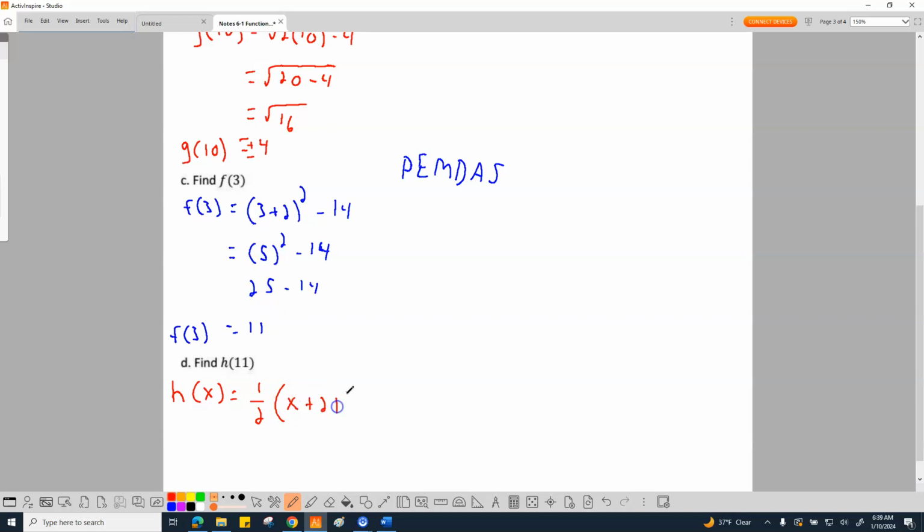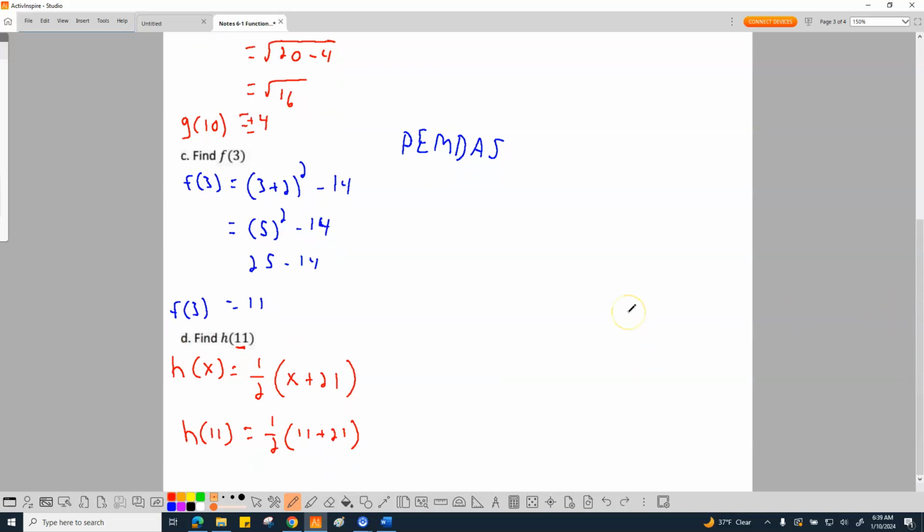x plus 21. Doesn't seem that big of a deal. It wants us to plug in the 11, so make sure we do that. I'm going to go ahead and plug in my 11 right now. 1/2 times 11 plus 21. 11 plus 21, what is that? 11 plus 21 is 32.